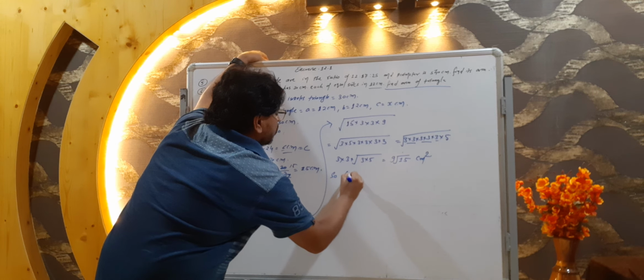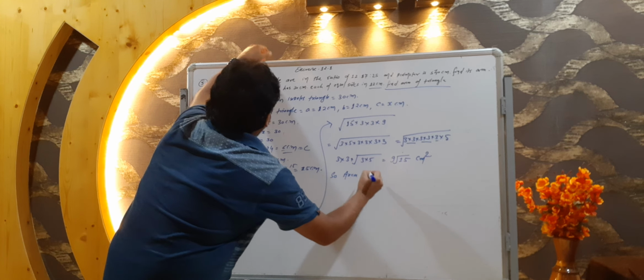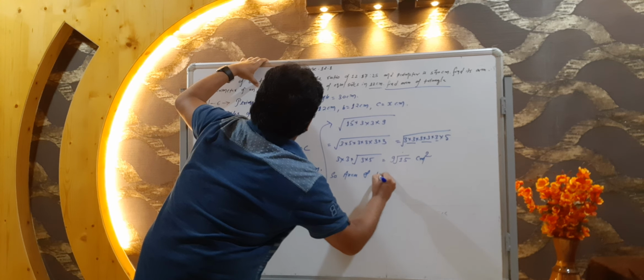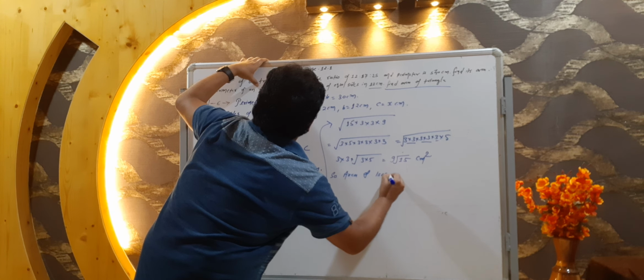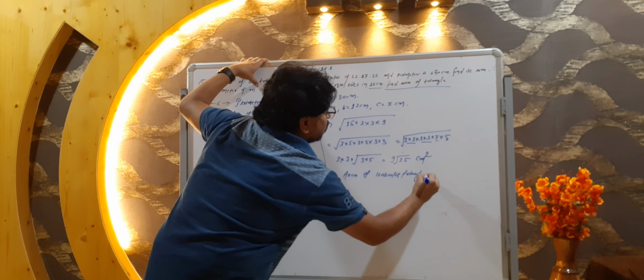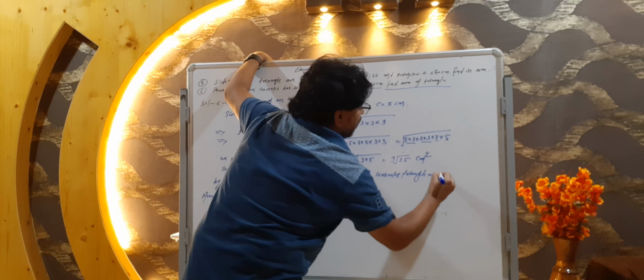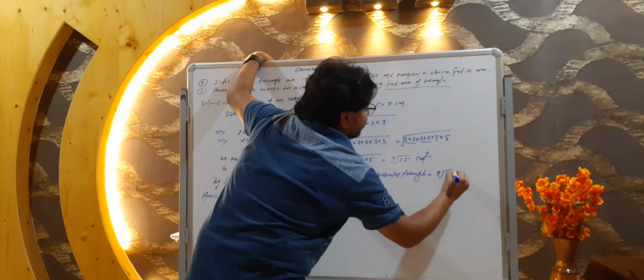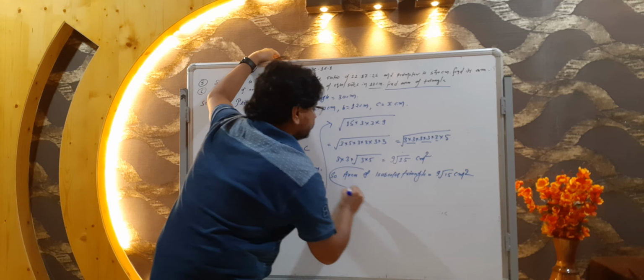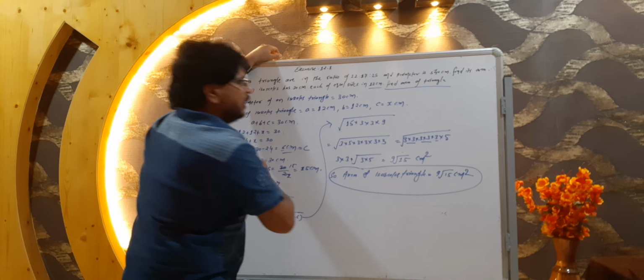So the area of the isosceles triangle is equal to 9 under root 15 square centimeter. This would be our answer.